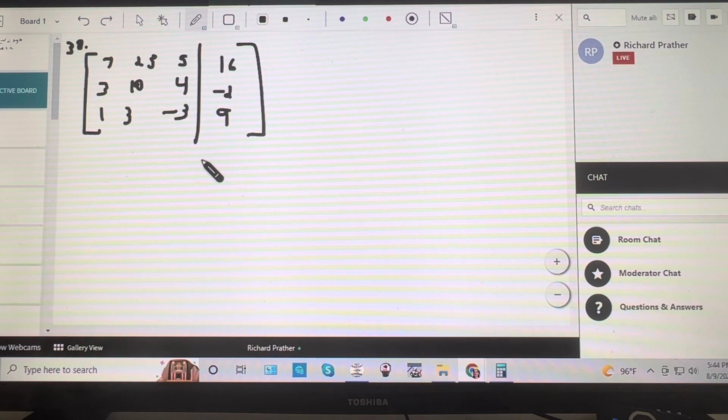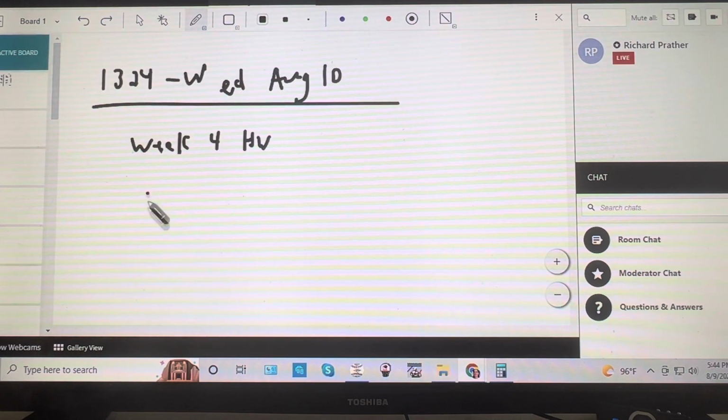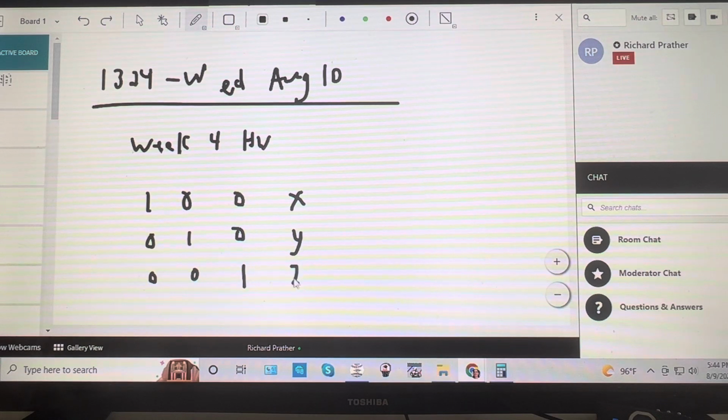So we're trying to get, let me put it over here, 1, 0, 0, 0, 1, 0, 0, 0, 1. And then if we do that, then the answers are right here, X, Y, and Z, or X1, X2, and X3, however you want to label it.